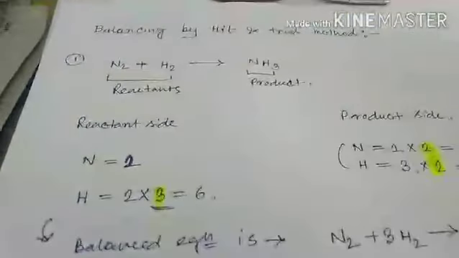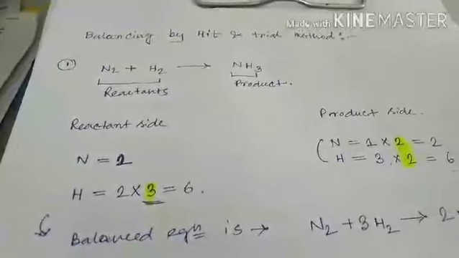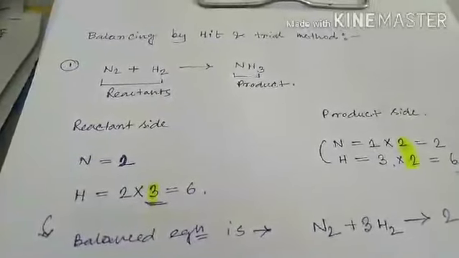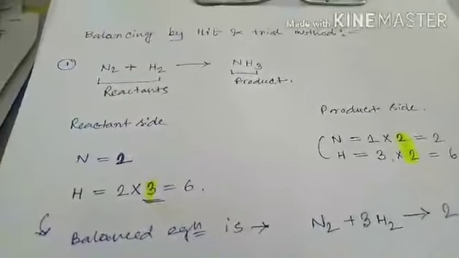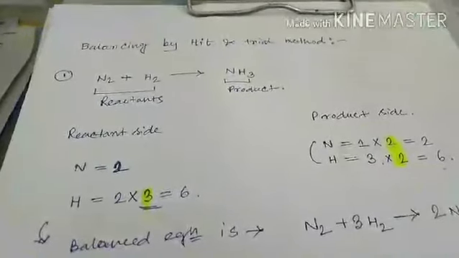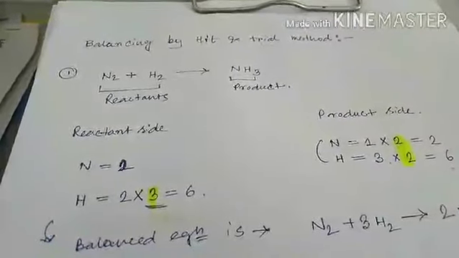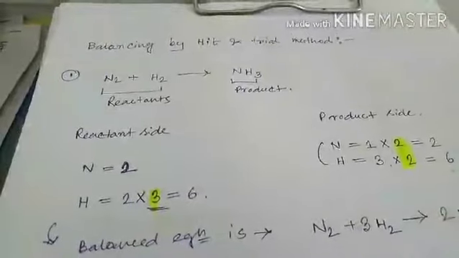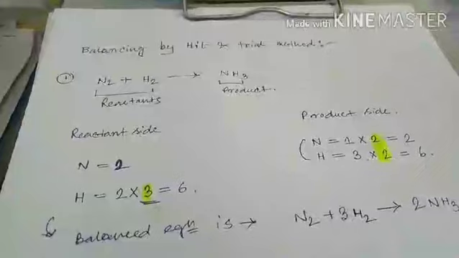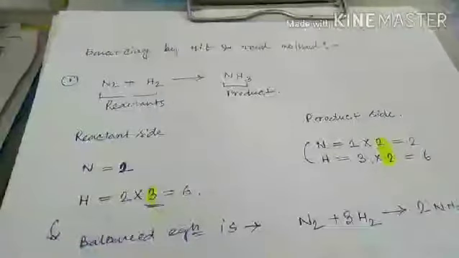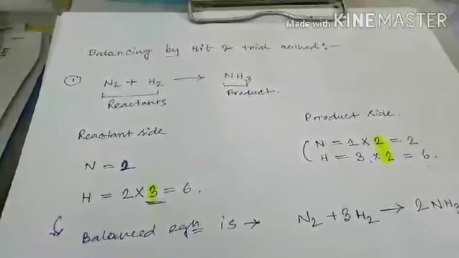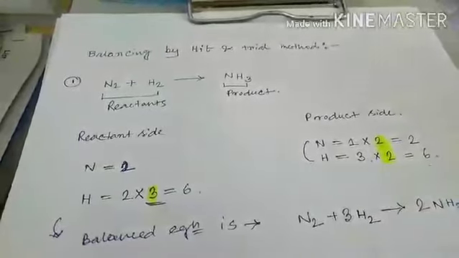Here you can see nitrogen reacts with hydrogen to form ammonia, that is NH3. So here N2, that is nitrogen, and hydrogen H2 are the reactants, and ammonia, that is NH3, is the product. You have to write the reactant side as well as the product side. You have to write the name and the number of the elements on the reactant side as well as the product side. Here in the reactant side, the number of atoms of nitrogen is 2, so N is equal to 2, and the number of atoms of hydrogen is 2, so H is also equal to 2.